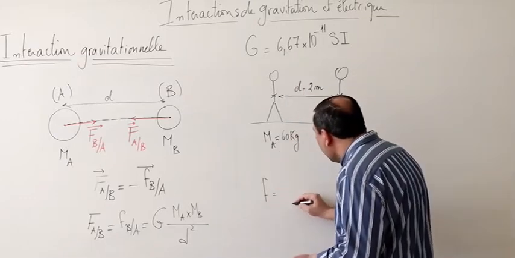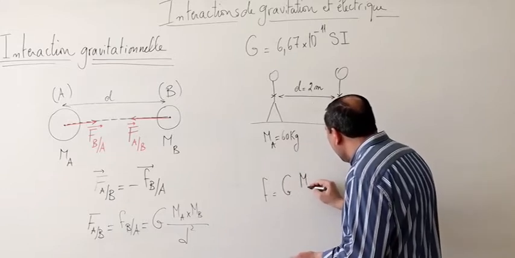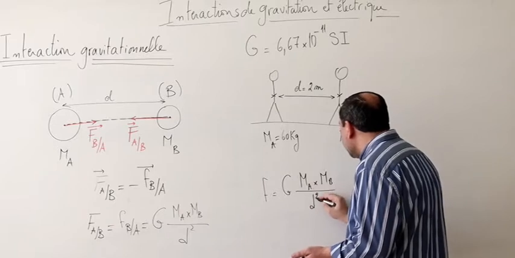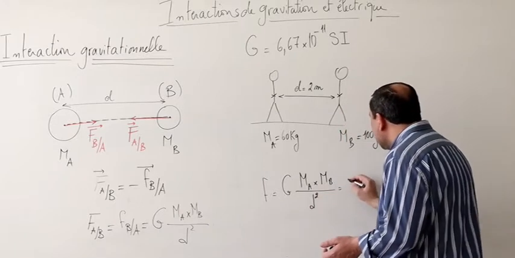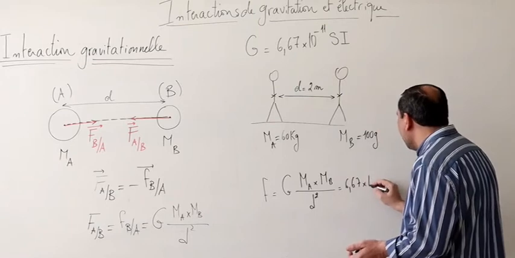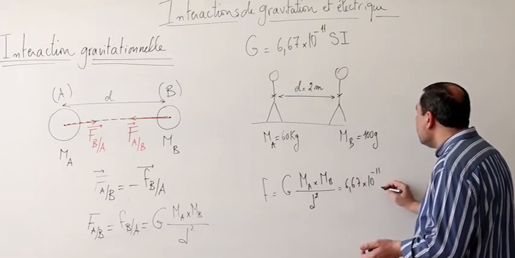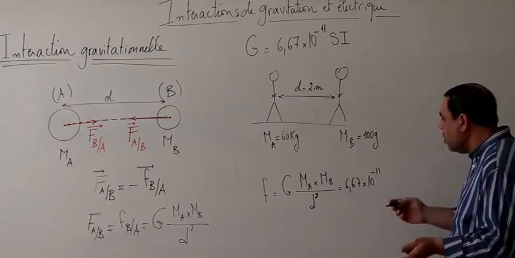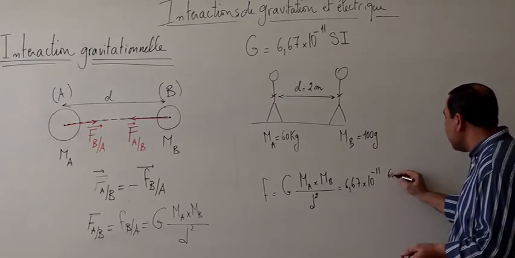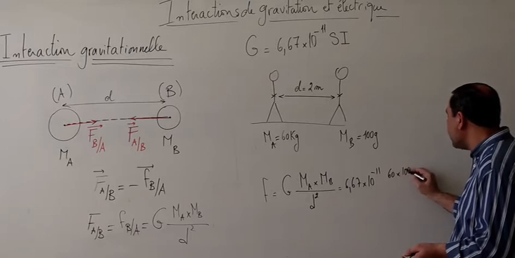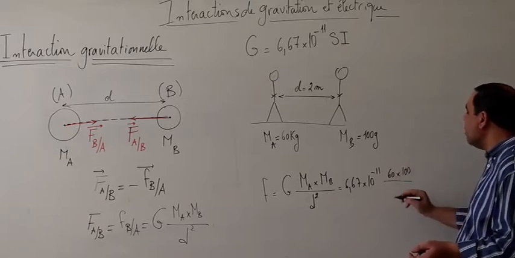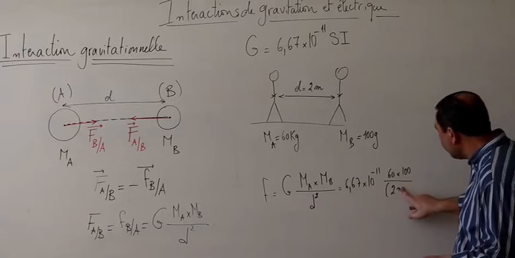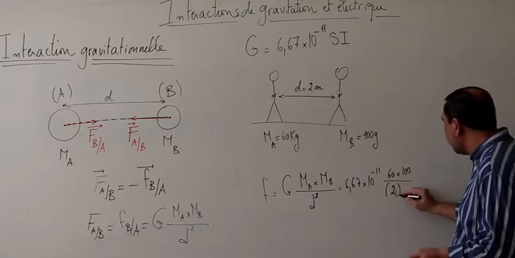This force is equal to G times ma times mb divided by the square of the distance. G is 6.67 times 10 exponent minus 11. This is a constant and it doesn't change. The mass of A is 60 kilograms, that of B is 100 kilograms. The distance d between them is equal to 2 meters.